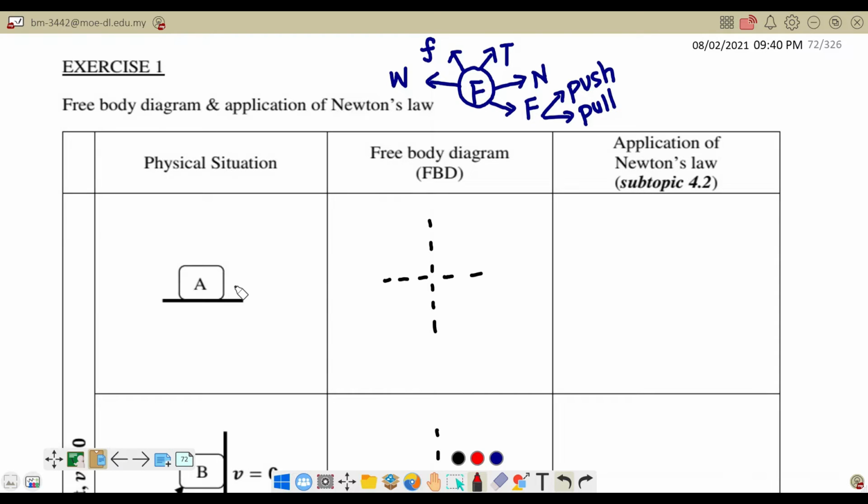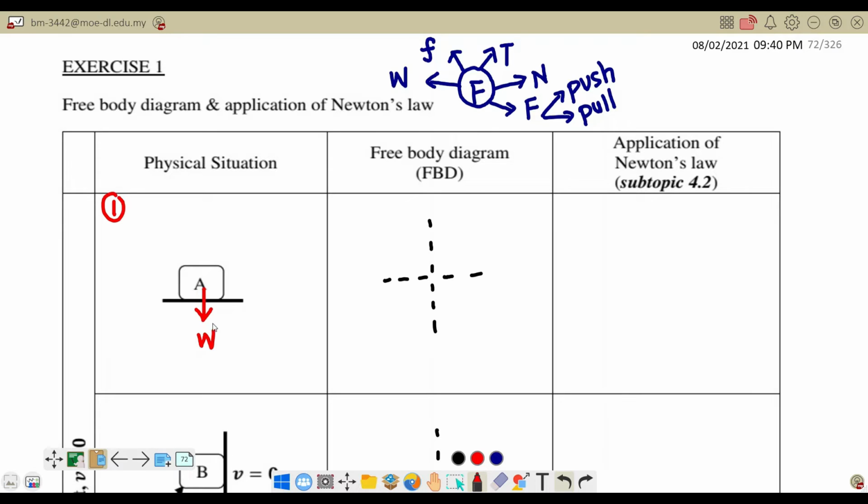So now let us start with question number 1. Before you write the equation, you must draw a free body diagram first. So always ask 5 questions. Do we have weight? Yes, we have weight, where the weight is always acting downward.